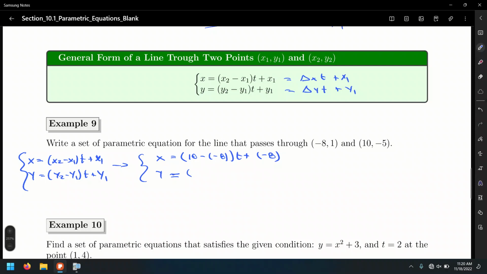That's a -5 minus 1 times t, and plus the initial y, which in this case is 1. Just simplify this to get x equals 18t minus 8 and y equals -6t plus 1. And that's another parameterization for a line.